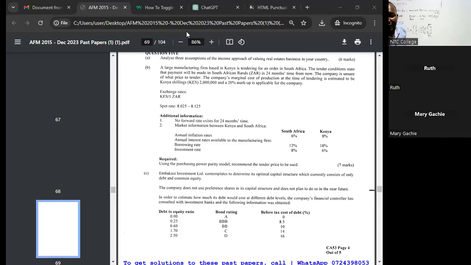Pesa itaingia kwa account in ZAR, and then we tell the bank, I've been paid in ZAR. Can you take it from me? So the bank will buy. For foreign receipts, the bank buys. For any receipt, the bank buys. So the role of the bank here is to buy.